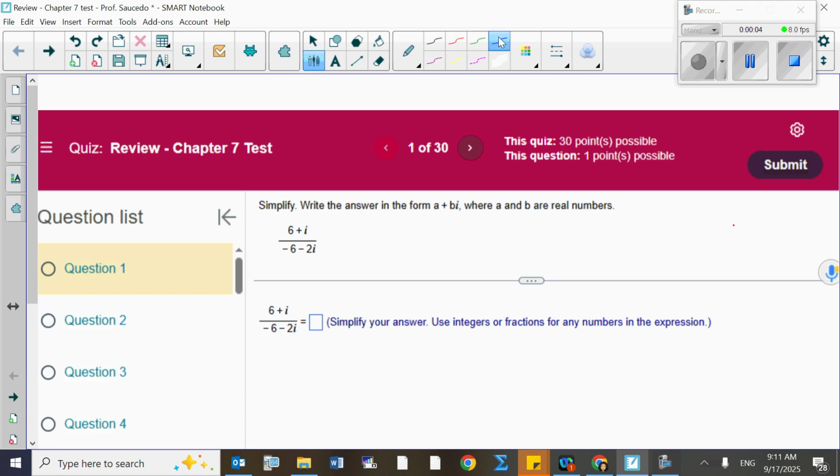Hi everyone, let's work on the review for Chapter 7 test. First question is asking us to simplify this.